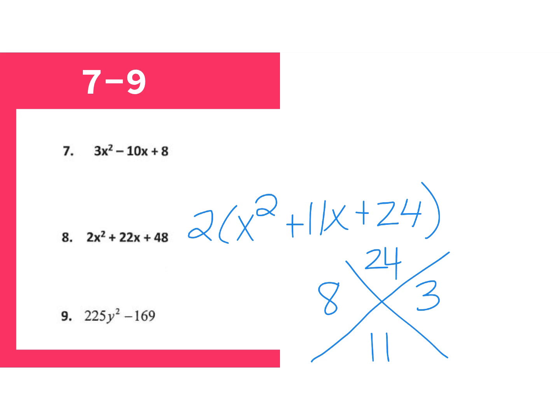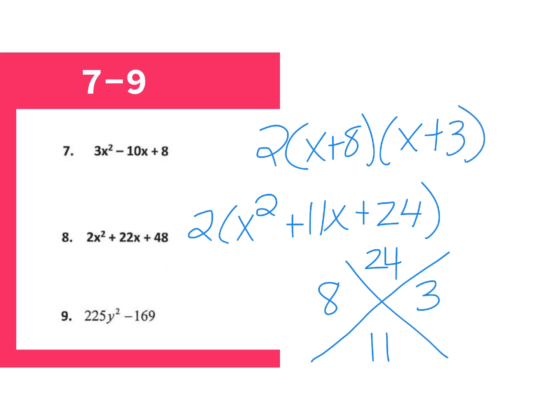So remember, if I took a GCF out of my original problem, then that's a factor, so it needs to be part of my answer. So I'm going to take my 8 out of my box and my 3. And remember, it didn't have a leading coefficient after I pulled the GCF out, so I don't have to divide. So this would be your final answer for number 8.